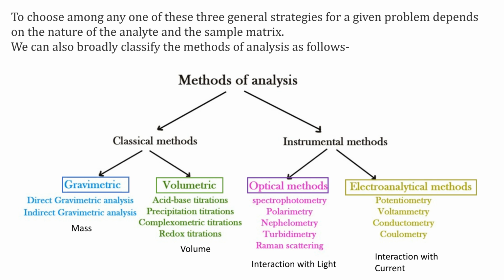Methods of analysis can be broadly classified into classical and instrumental methods. Classical methods include gravimetric and volumetric analysis. Instrumental methods encompass optical and electroanalytical techniques. The choice of method depends on the nature of the analyte and the sample matrix.